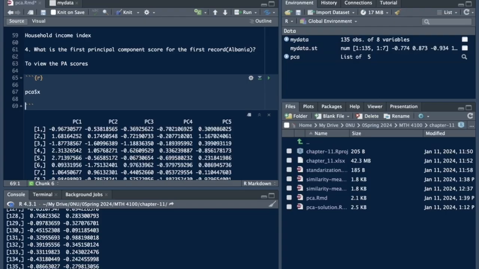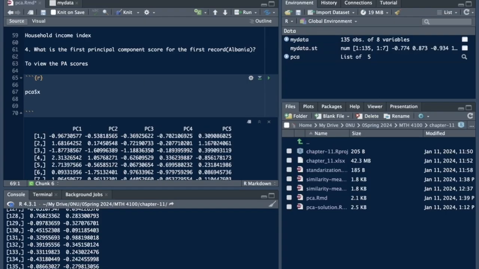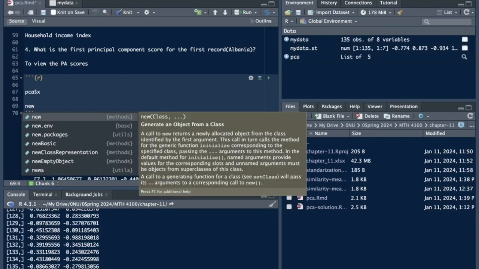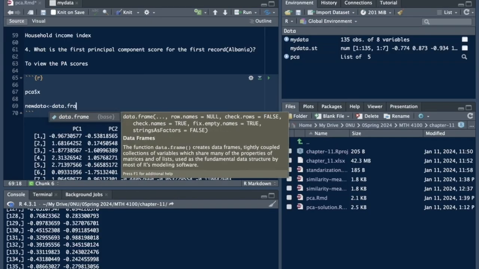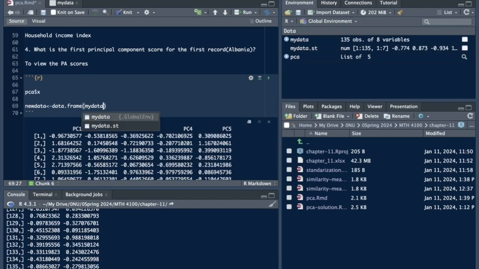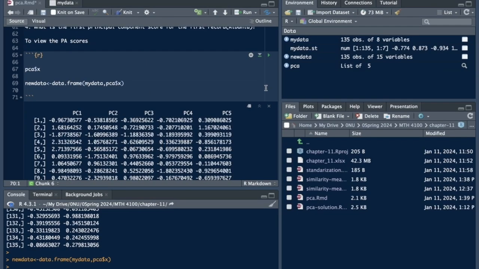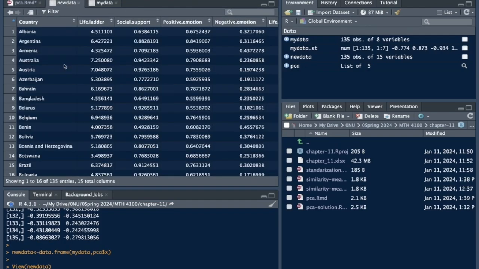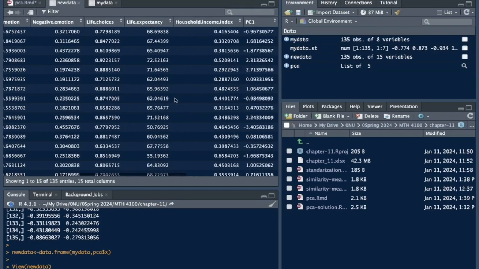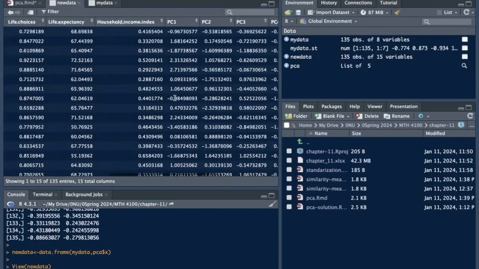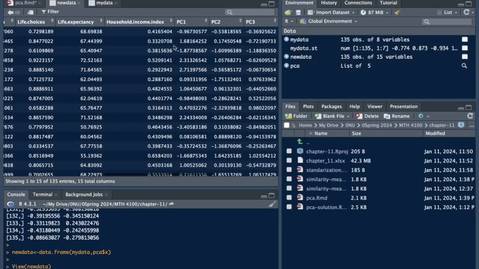But still, we can go further and create new data. Let's say new data. We can put these in a data frame. Let's add the original data, and let's add this table to them. So my new data becomes like this. We have the original variables and we have their corresponding PCs. If you look at Albania, the first principal component score is negative 0.96.